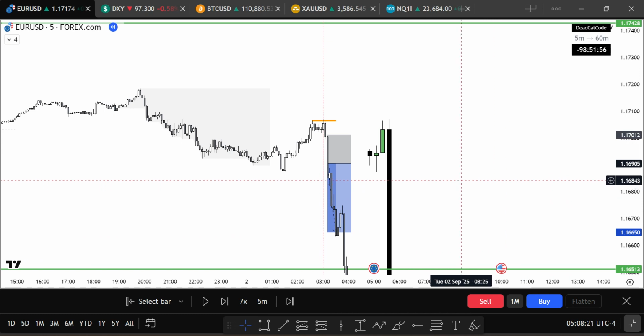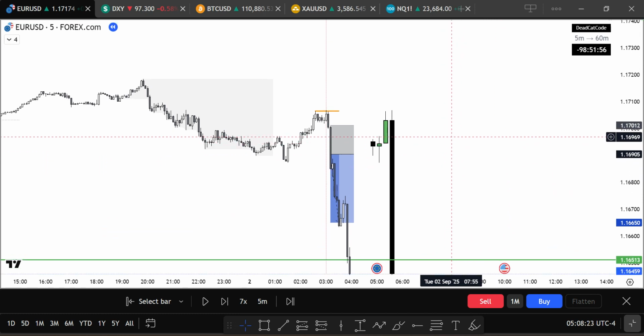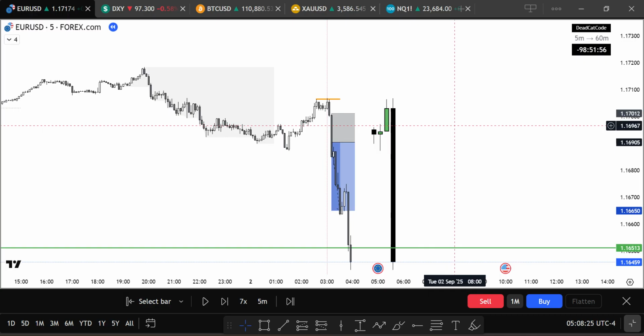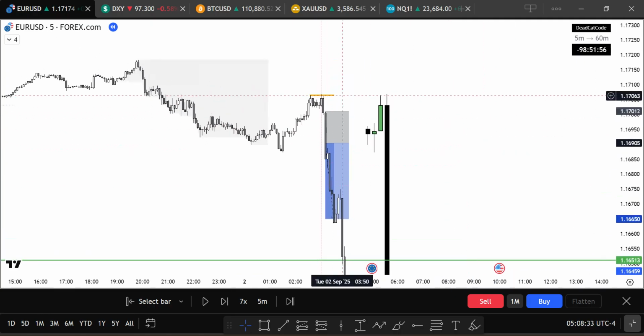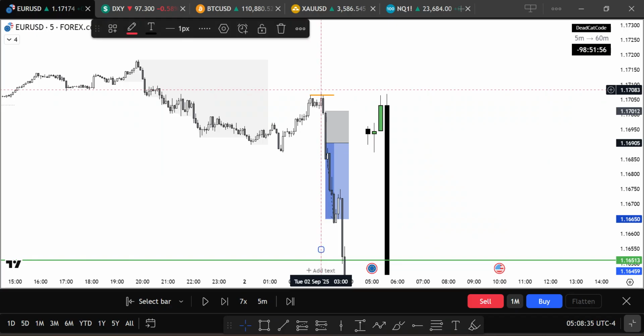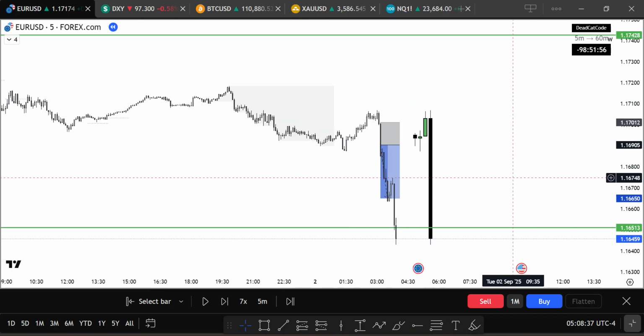I do not target 1:4, 1:5, because if you have 1:2 risk reward and you have a winning ratio of more than 60% or 70%, then you will easily be profitable for the week always.